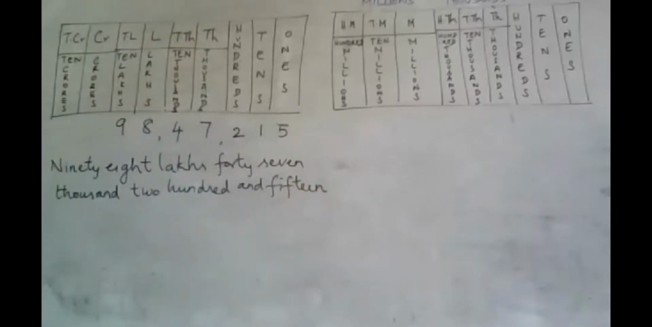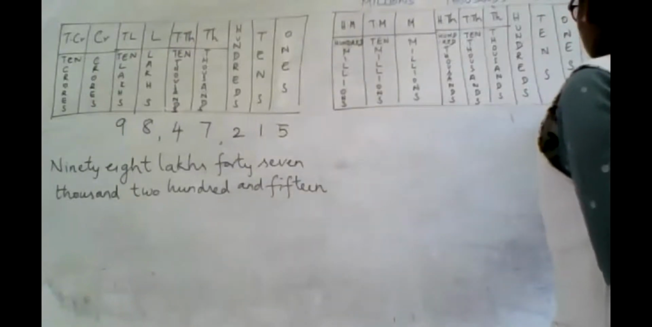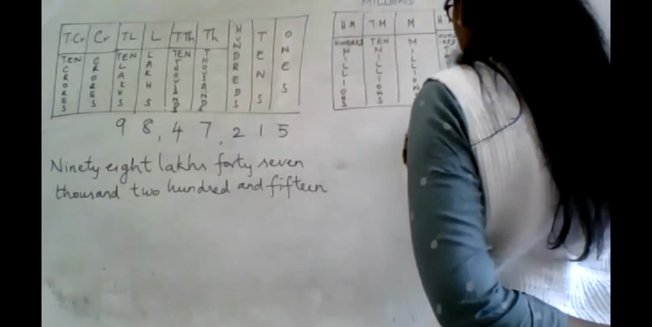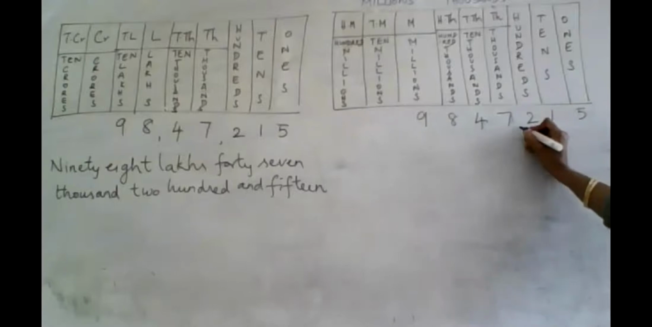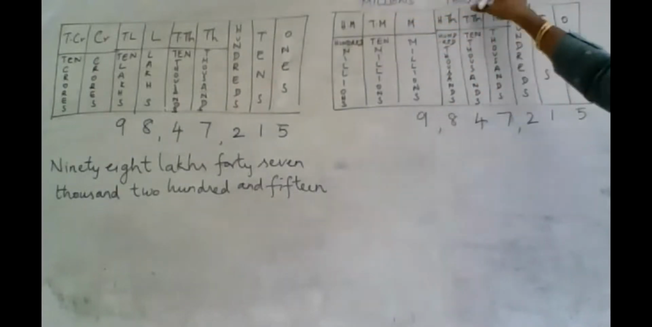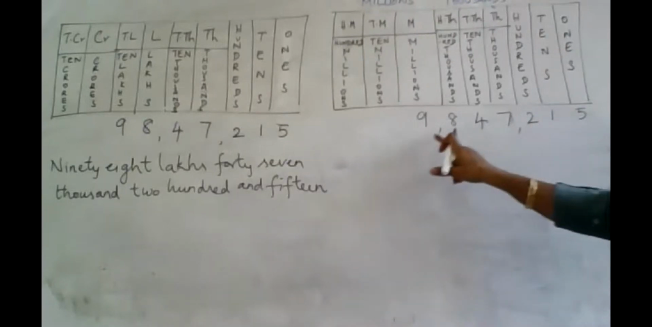Now when I come with the same number in the international system, see where these places are. I put the comma first. I take 3 digits at a time when you are in the international system. So we go on. This is how the places are arranged.